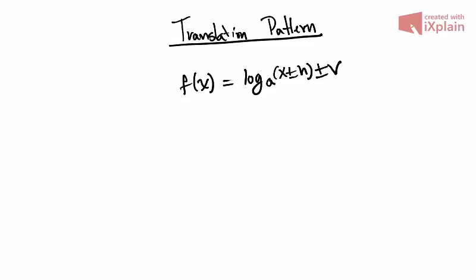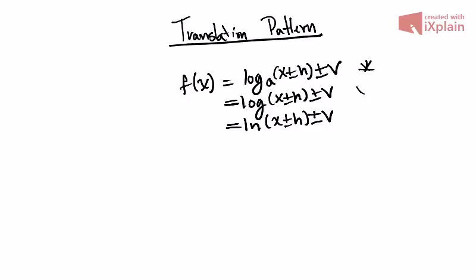Now, this also means that you have the same thing as log of (x plus or minus h) plus or minus b, or the natural log of (x plus or minus h) plus or minus v. This one's for any numerical base, base a. This one's for base 10. And this is obviously base e.